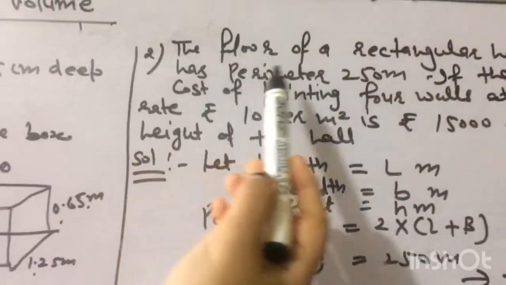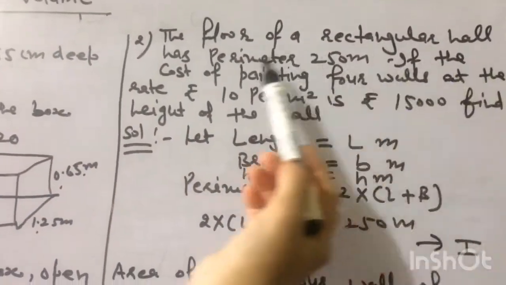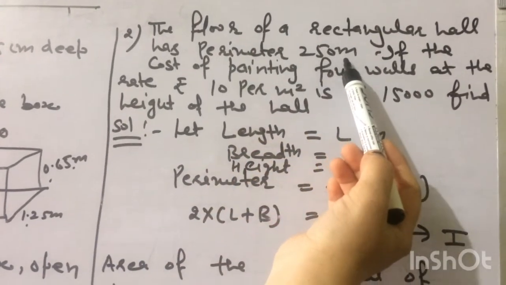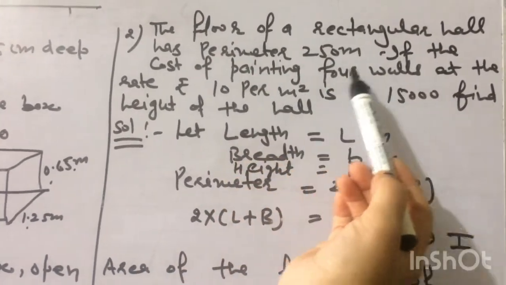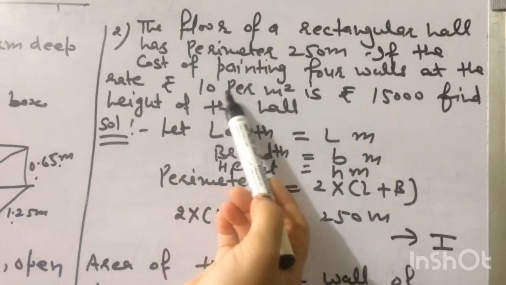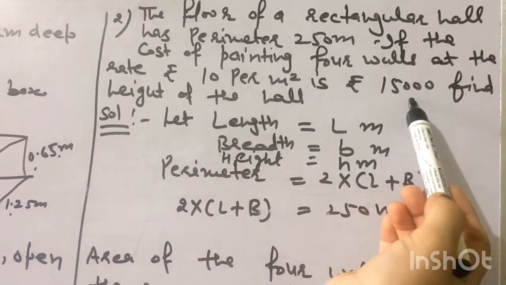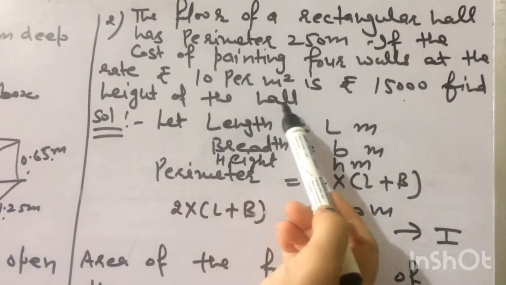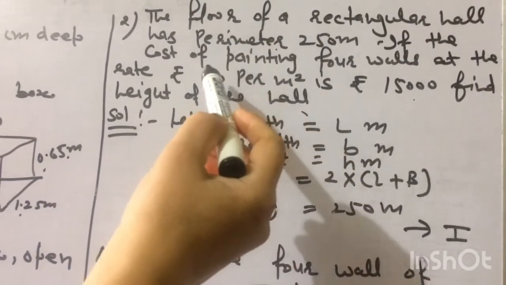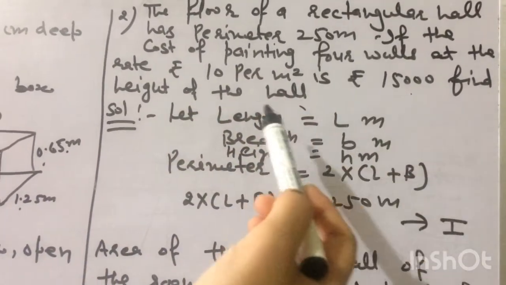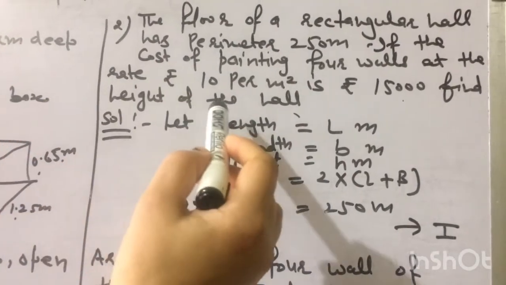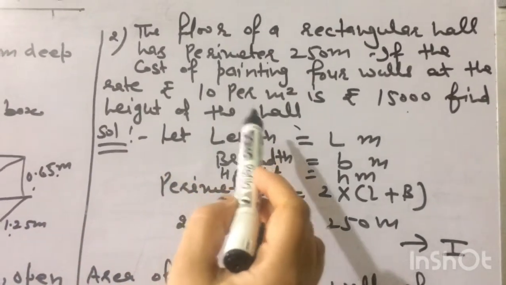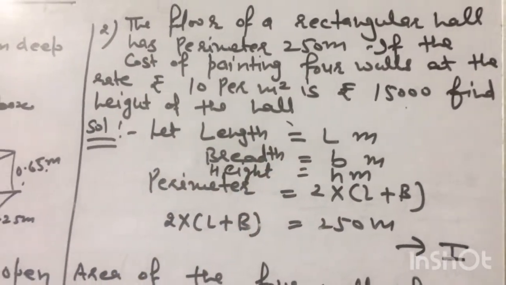Now question number 2. The floor of a rectangular hall has perimeter 250 meter. If the cost of painting 4 walls at the rate rupees 10 per meter square is rupees 15,000, find the height of the hall. Now perimeter of the hall is given and total cost of painting the 4 walls and cost per meter square is given. We have to find the height of the hall.